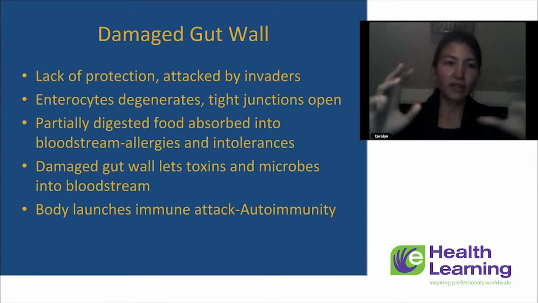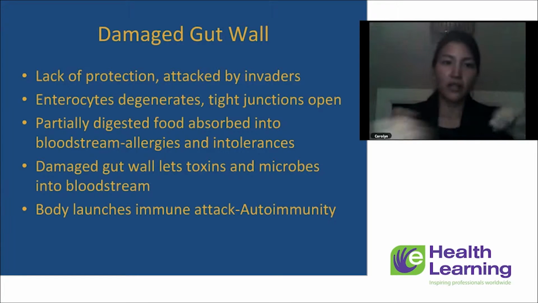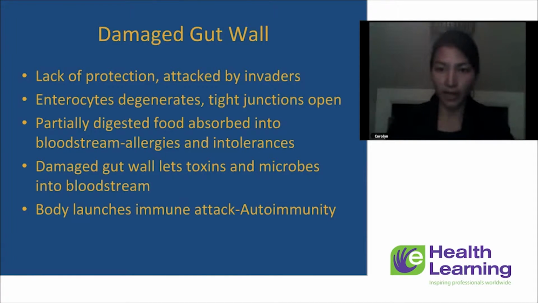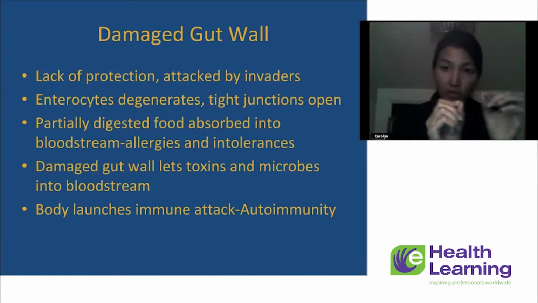So you have the gut wall, and when you have loss of beneficial gut flora protecting your enterocytes, it's open to attack by invaders. So all these pathogens start attacking the enterocytes. So your enterocytes start to degenerate, which is those cells that we saw previously with all the hair standing up. They start to degenerate. And one thing that's in between these enterocytes, there are little tight junctions.